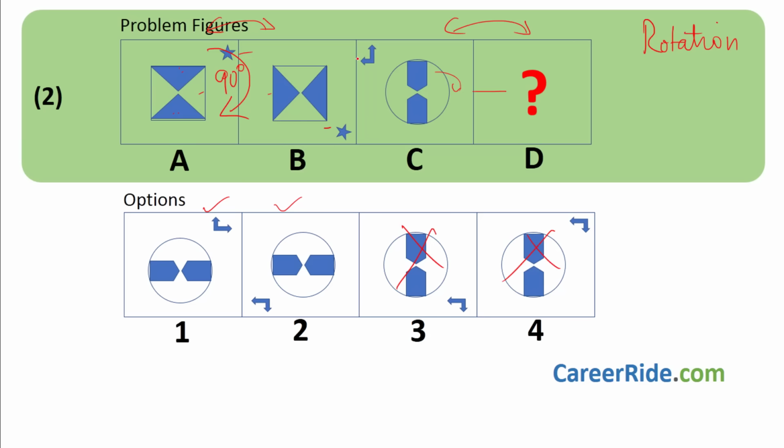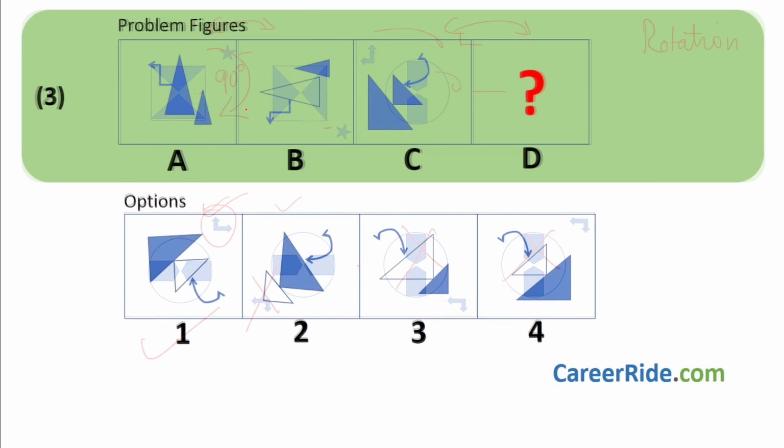Next, we have these arrows like this. When we move these arrows 90 degrees, we will get it like this. So where do we get this figure? We have it over here. Here it is wrong. So this turns over here, and you get this figure. So answer is 1. Moving to the next question.